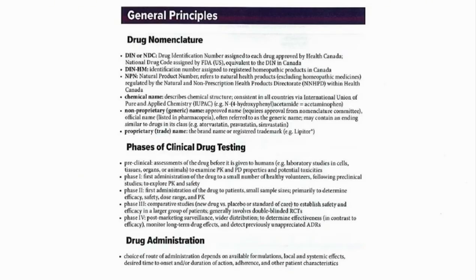Intravenous medications produce immediate effects, making them ideal in emergencies, while oral medications generally have a slower onset but are more convenient for long-term treatments.